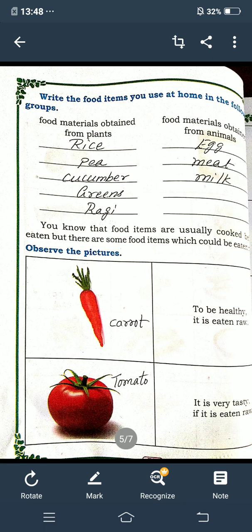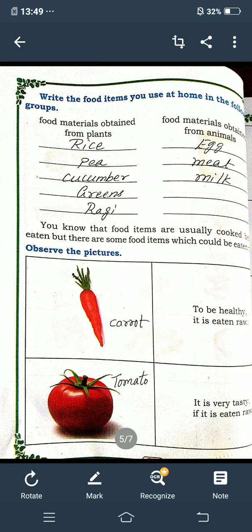Next, food materials obtained from animals. So which are the food materials we get from animals? So I have written there egg, meat, milk. So these are the food materials obtained from the animals. So we get from the animals.